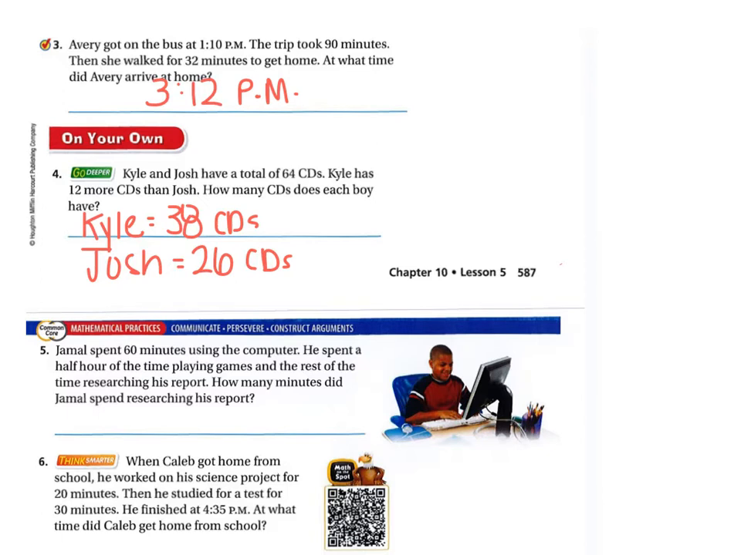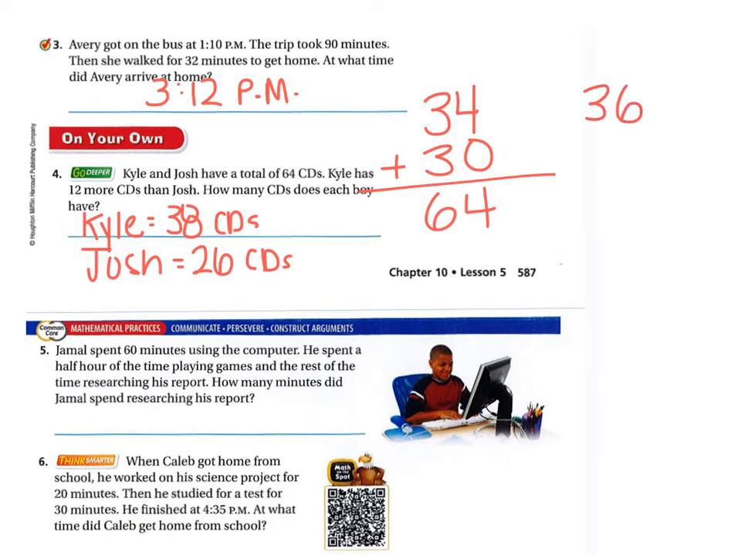So let's go ahead and just guess and check. If I know it's more than 32, let's jump up to 34. Let's say Kyle has 34, and I need to think about what number I could add to 34 to get 64. The answer is 30. I would get 64. However, you'll notice the difference between 34 and 30 is not 12. It is only 4. So I need to go up higher for Kyle.